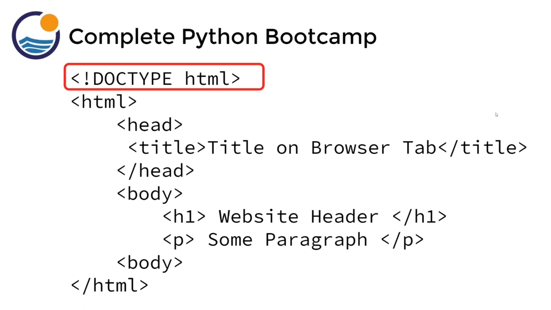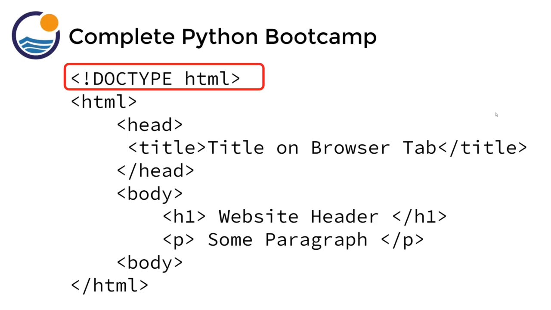Here we have an example of what a very basic website would have for its HTML code. That very top line typically says something like doctype HTML, which is essentially telling whatever program is reading this file, hey, this is an HTML file, so the document type is HTML.